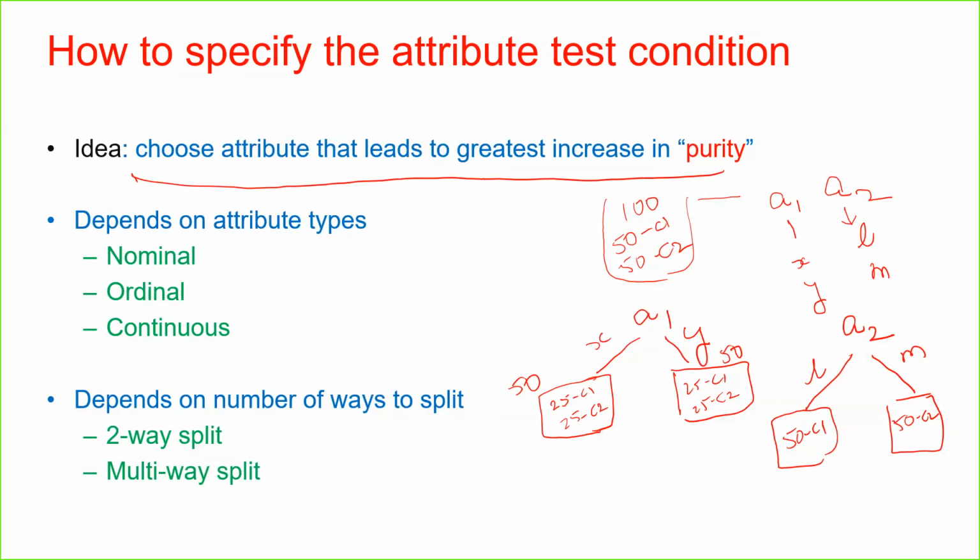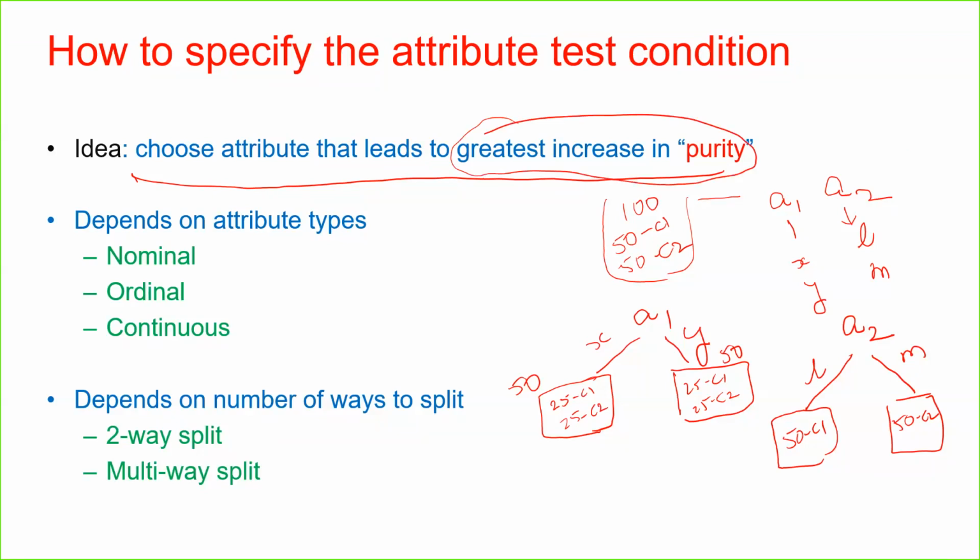There are some measures to compute the greatest increase in purity, and using those methods we will be selecting the attribute. That we will see later. But have you understood what we mean by greatest increase in purity with this example? Yes, sir.